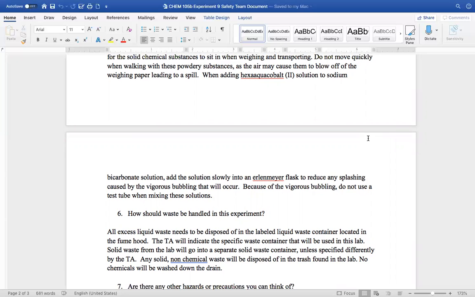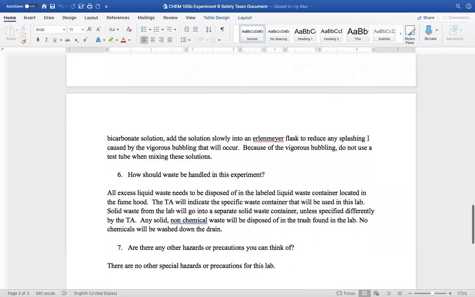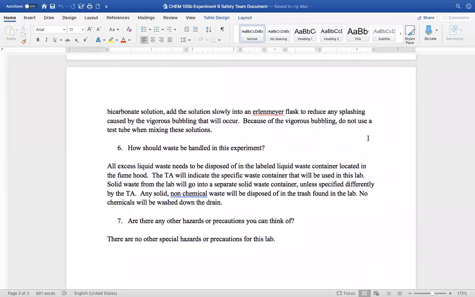For how waste should be handled in this experiment, all liquid waste should be disposed of in the liquid waste container located in the fume hood. The TA will indicate which container this is. For solid waste, you will use a separate solid waste container different than the liquid waste container. Again, this should be specified by the TA.